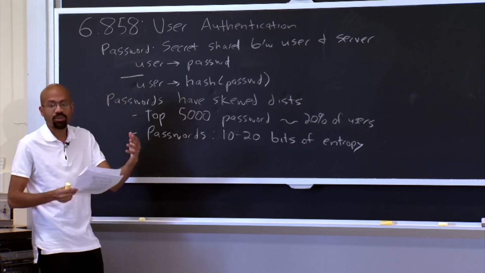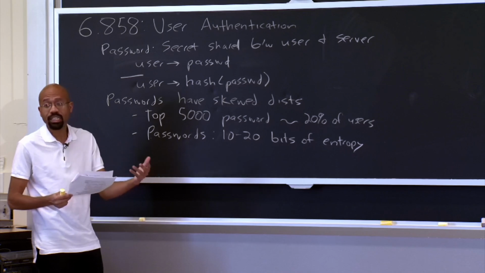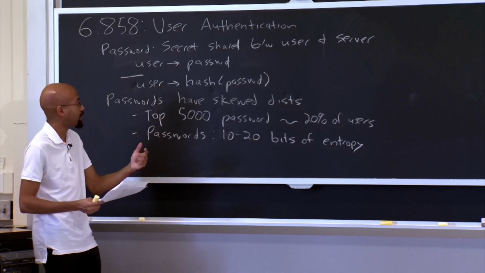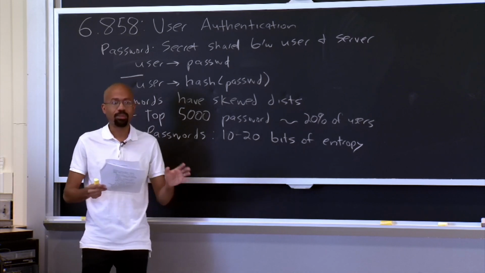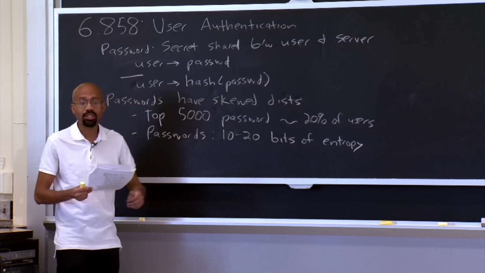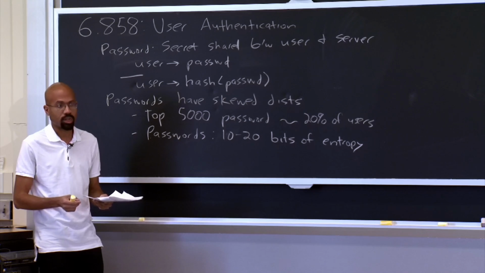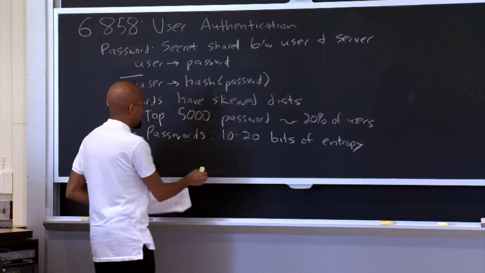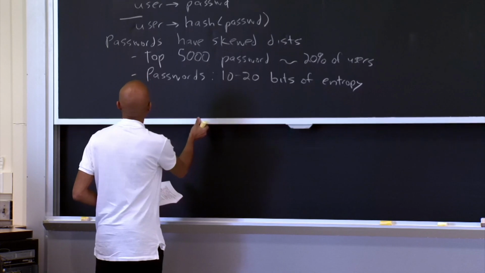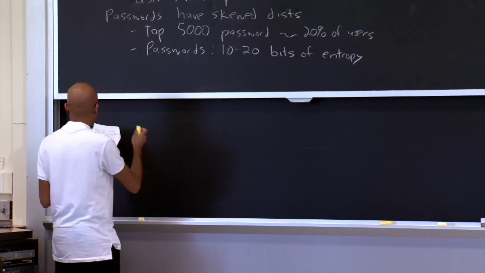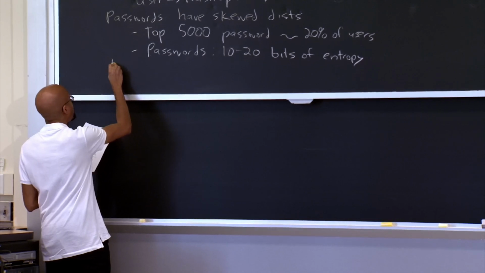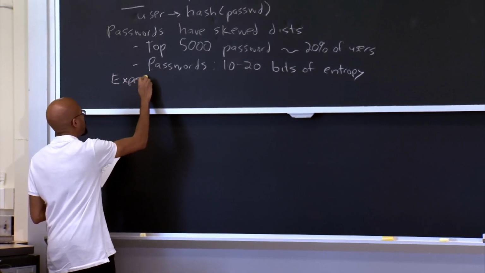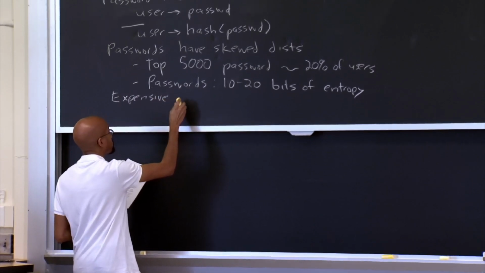So the fact that hash functions by design are supposed to be easy to calculate, supposed to be fast to calculate, combined with this fact that there are these skewed password distributions, means that in principle, this scheme here is not as secure as it might seem, right? So one thing you can imagine to try to make life more difficult on the attacker is that you use an expensive key derivation function.